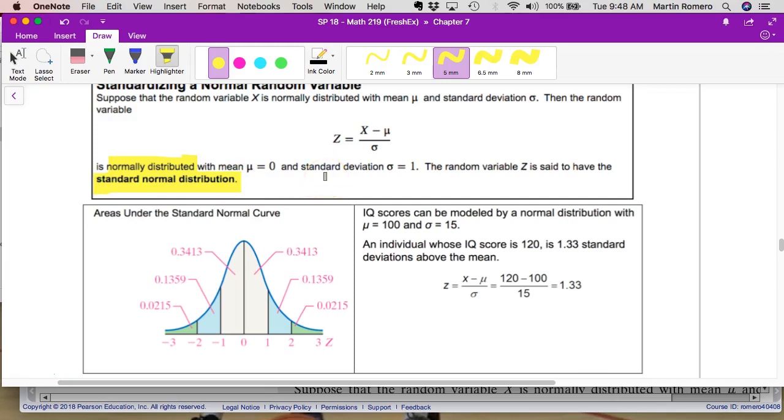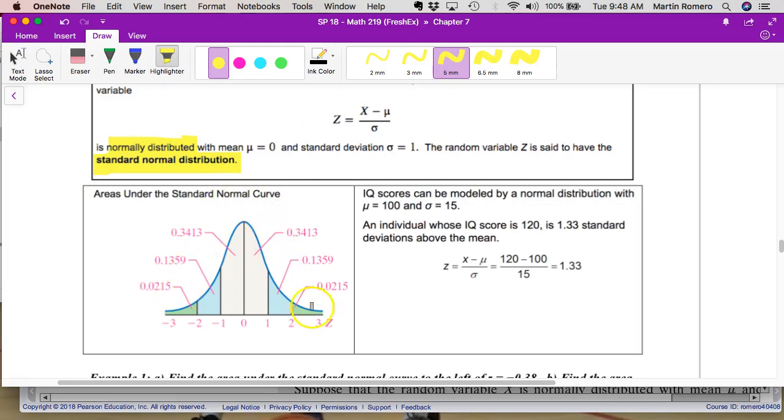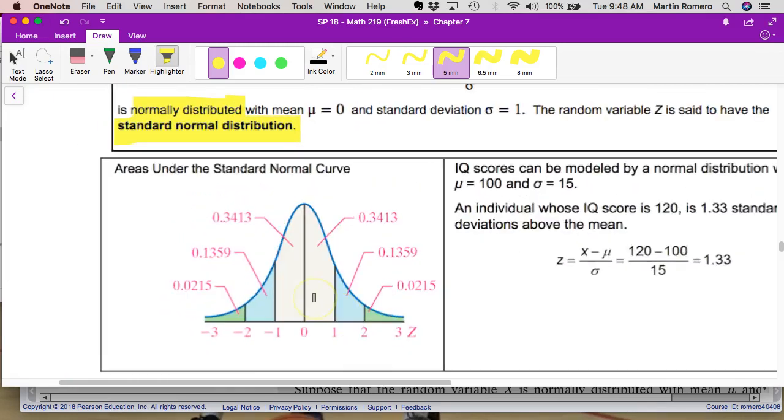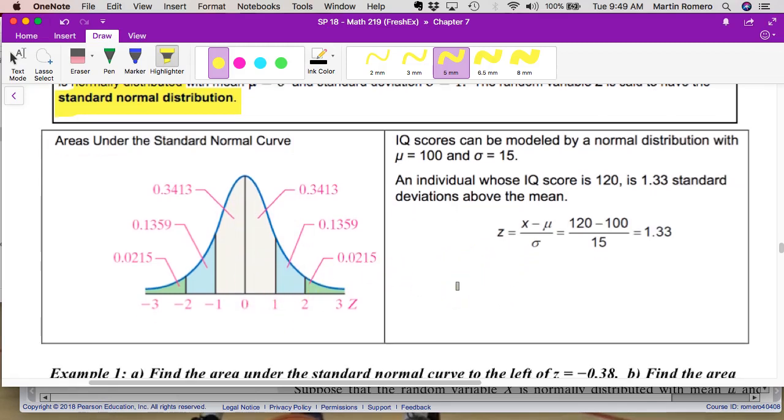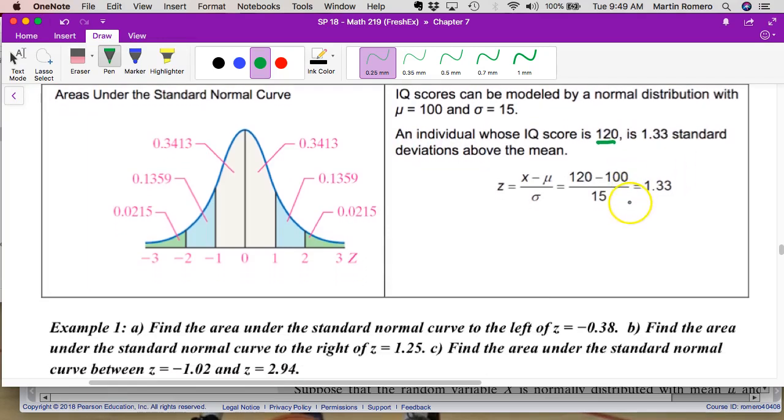So if we did z-scores for any data that we had, the graph of the z-scores would be a standard normal curve looking like this, and it would follow the same rules, in terms of how many standard deviations above or below it is. You'll see 68% are within one standard deviation and so forth. For example, IQ scores can be modeled with a normal distribution with a mean of 100 and a standard deviation of 15. If an individual scores 120, he's 1.33 standard deviations above the mean.